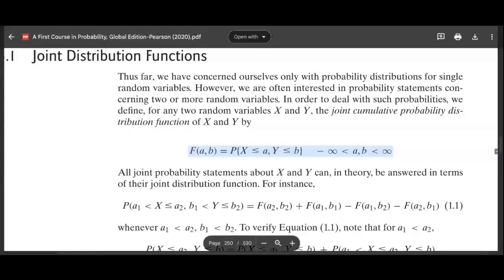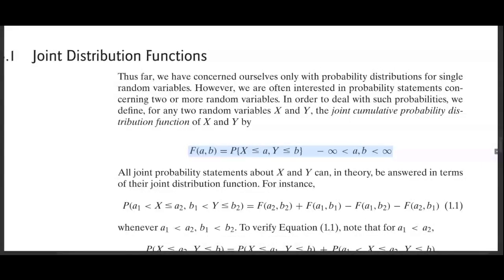All right. So we used to deal with F of a, where X is less than or equal to a. Now we're dealing with F of a comma b, which means for random variable X, less than or equal to a, and for Y, less than or equal to b. And a and b run through the real-valued numbers.